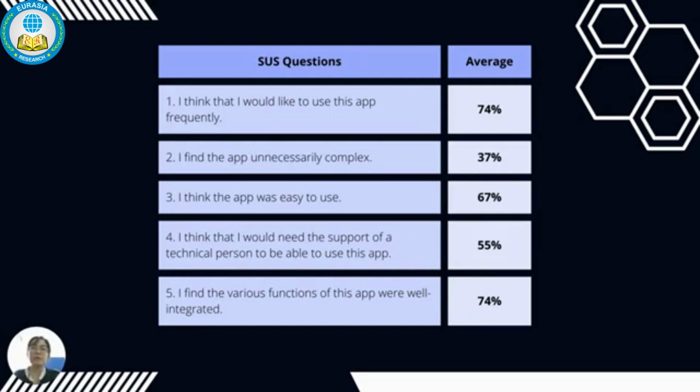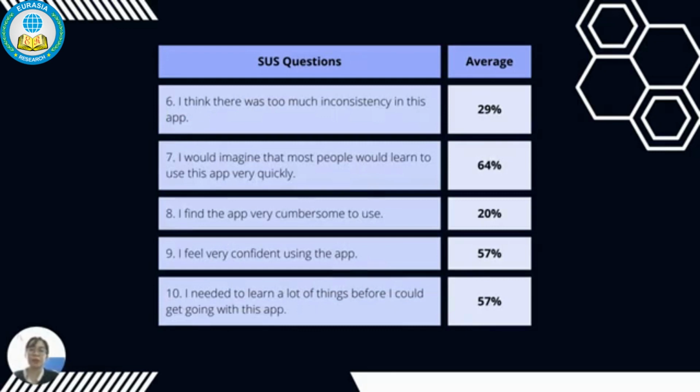So to continue, we have the sixth SUS question. 29% of the participants generally agreed that they thought the Tinkercad web application has too many inconsistencies. And then for the seventh, 64% of the participants agreed that they would imagine that most people would learn to use the Tinkercad web application very quickly. And then for the eighth SUS question, 20% of the participants generally agreed that the Tinkercad web application was very cumbersome to use.